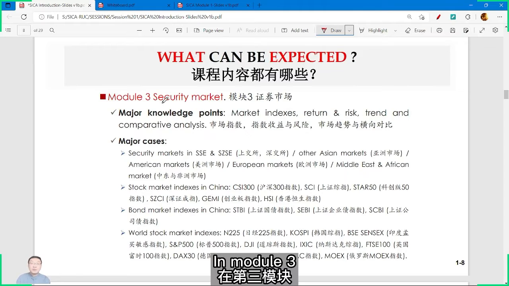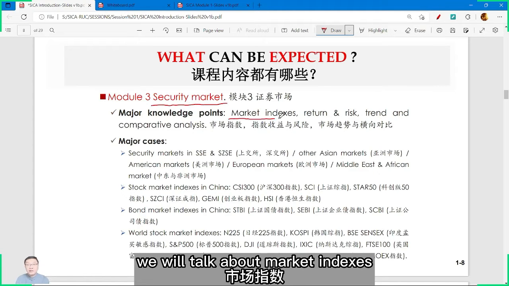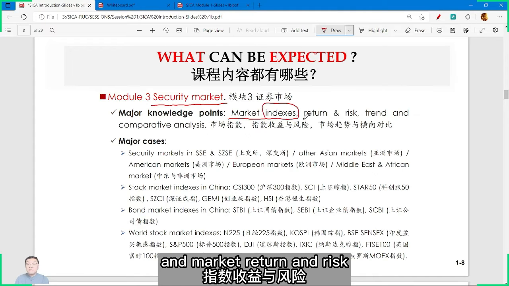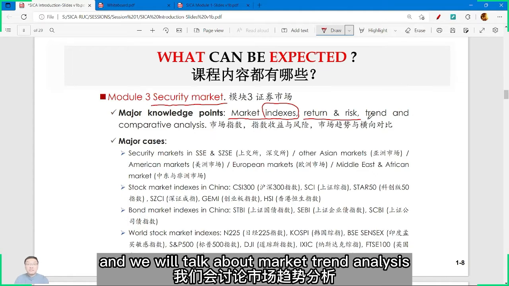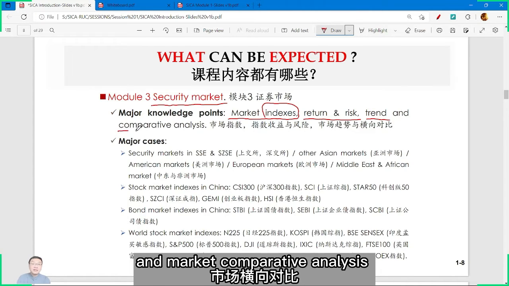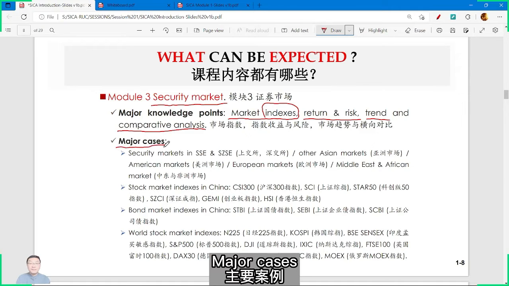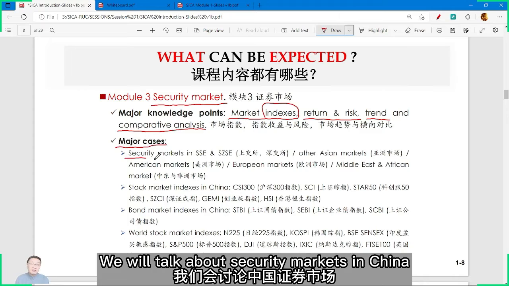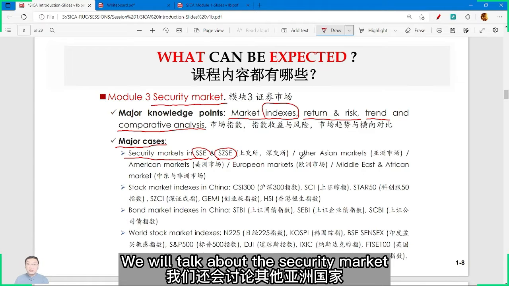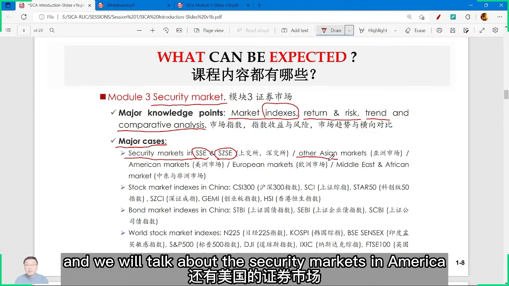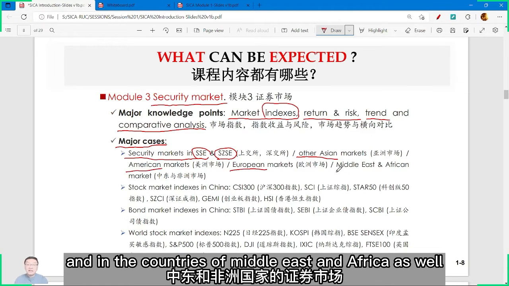Module 3. In Module 3, we will talk about security market. The major knowledge points here are market indexes, and market return and risk. So this is different from the return and risk of stock. And we will talk about market trend analysis and market comparative analysis. This part is pretty interesting, but not difficult for us to understand. Major cases. We will talk about security markets in China, including the Shanghai Stock Exchange and Shenzhen Stock Exchange. We will talk about the security market in other parts of the Asian continent. And we will talk about the security markets in America, in European countries, and in the countries of the Middle East and Africa as well.